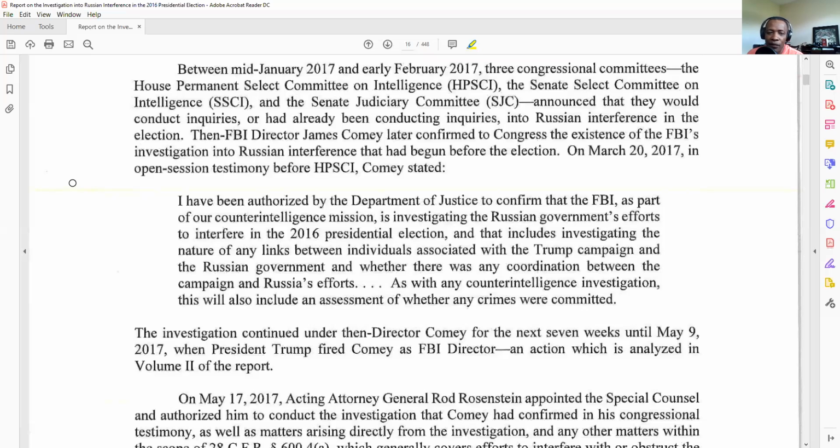On March 20, 2017, in open session testimony before the HPSCI, Comey stated, "I have been authorized by the Department of Justice to confirm that the FBI, as part of our counterintelligence mission, is investigating the Russian government's efforts to interfere in the 2016 presidential election, and that includes investigating the nature of any links between individuals associated with the Trump campaign and the Russian government, and whether there was coordination between the campaign and the Russian efforts. And with any kind of intelligence investigation, this will also include an assessment of whether any crimes were committed."